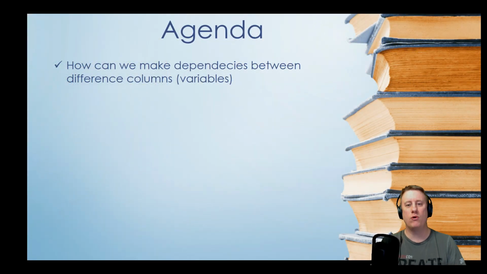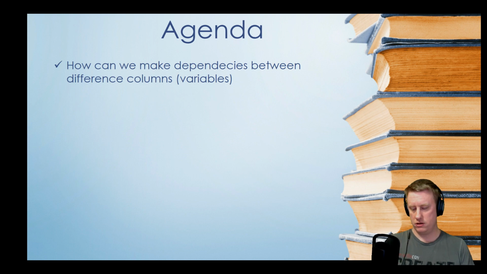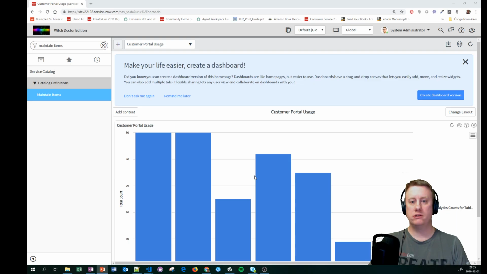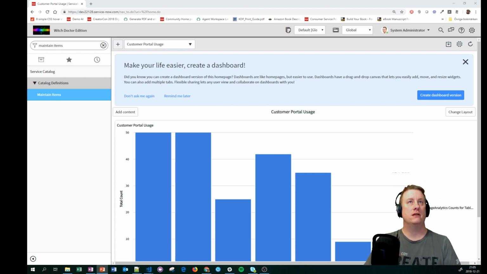Hopefully this video won't be that long, but we're going to take a look at how we can make dependencies. And of course you can use this in normal variables on a normal catalog item, record producer, or so on as well. So let's skip the PowerPoints and get into my instance, and let me get my things correct so I can see what I'm doing.